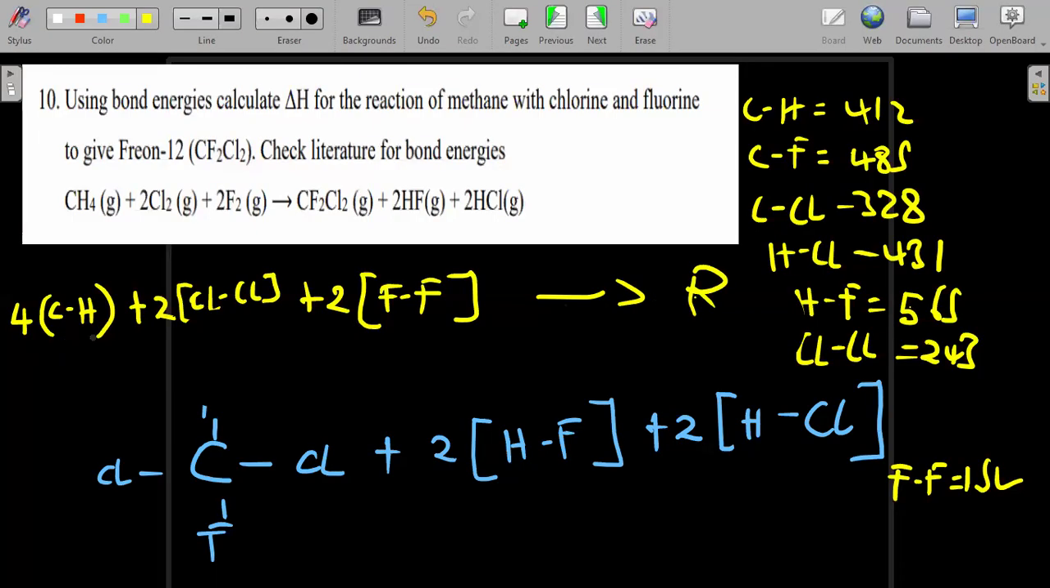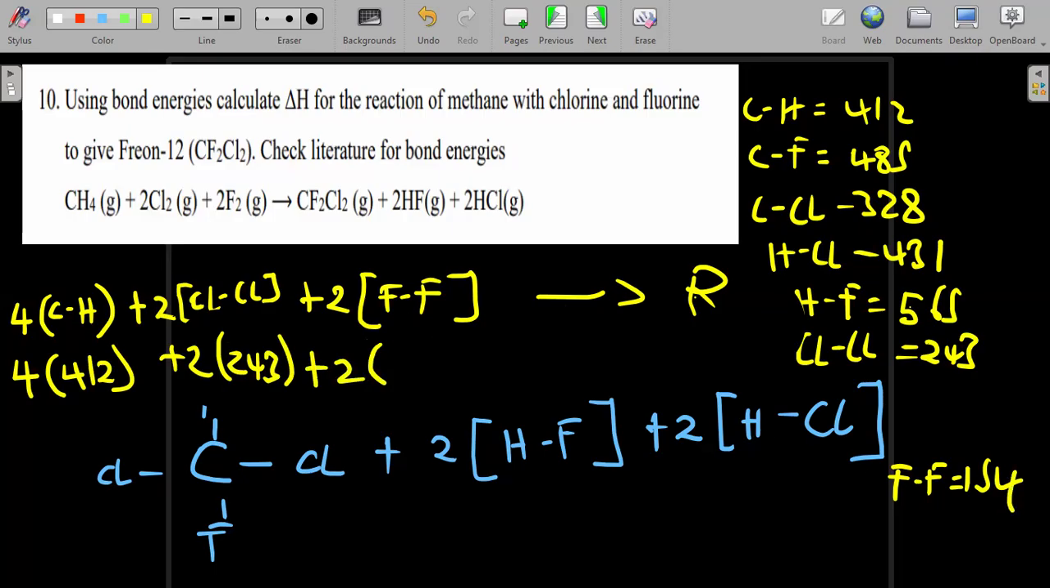Okay, let's find the energy of the reactant. So the energy of the reactant will be 4 multiplied by the CH bond, which was 412, plus 2 multiplied by the Cl to Cl bond, which was 243, plus the FF bond, which was 154. This should be a 2 there. So 154. So what is the energy of the reactants?